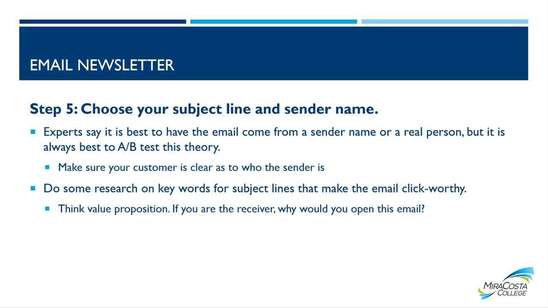So email newsletter, step 5, choose your subject line and sender name. Experts say it's best to have the email come from a sender name or a real person, but it's always best to do A/B tests on this theory. Make sure your customer is clear as to who the sender is. Do some research on keywords for subject lines that make the email click-worthy. Think value proposition. If you're the receiver, why would you open this email?